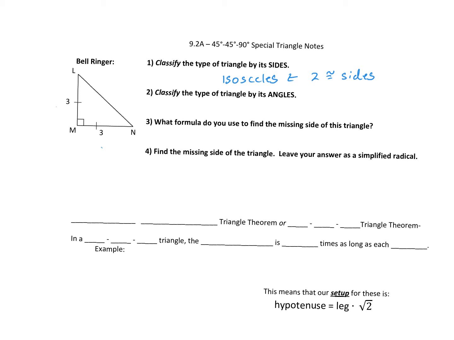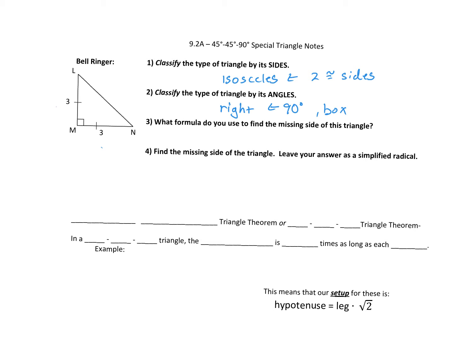Number two, classify the type of triangle by its angles. Notice it has that box in that corner. That tells me it is a right triangle because it has a 90 degree angle. I like to call it the box or the square.